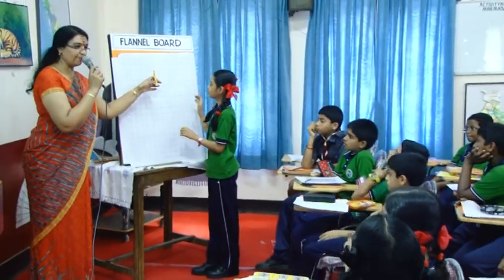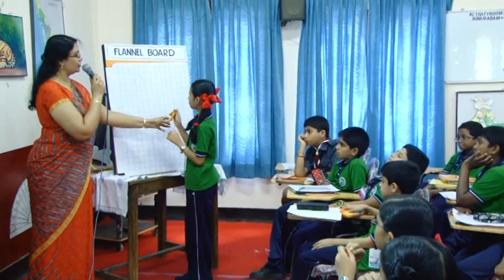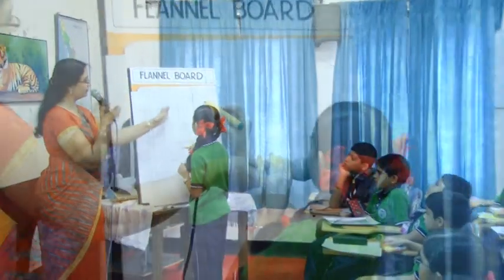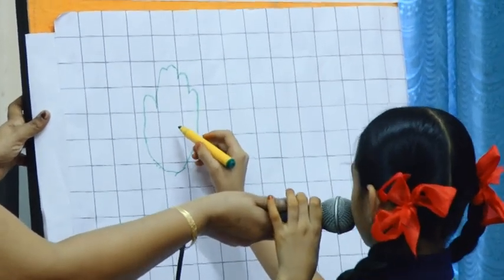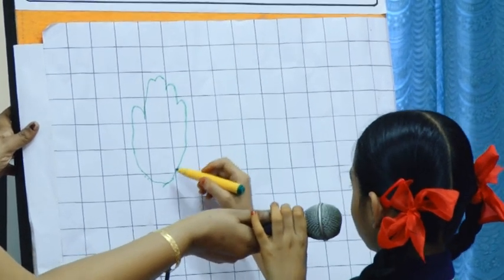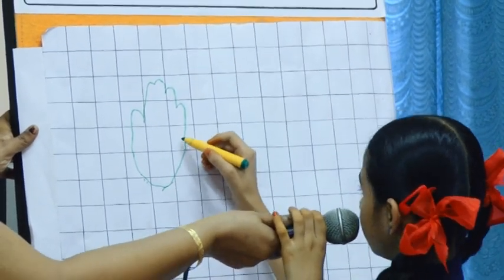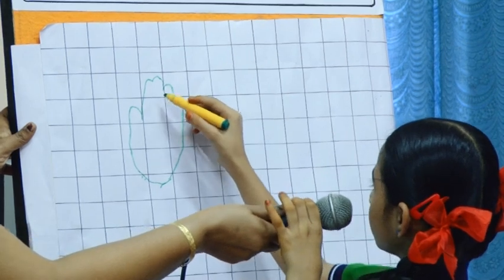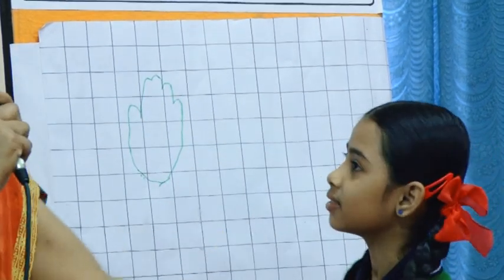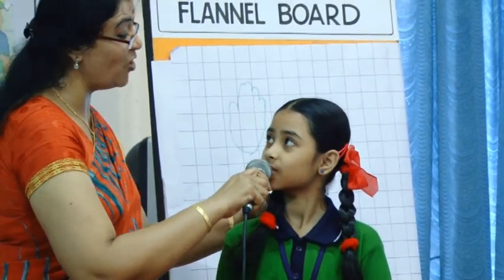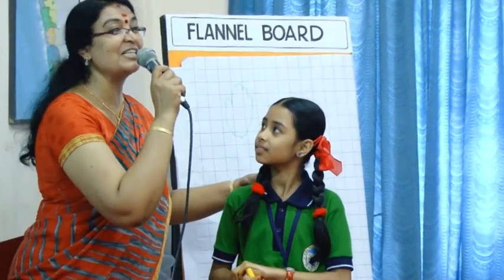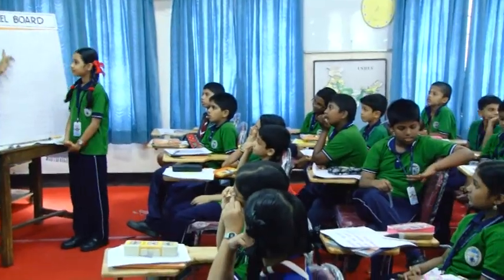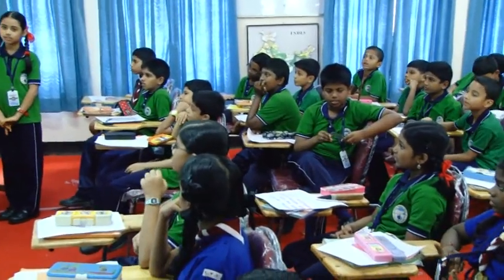So here we can tell approximately how many squares are there. You count the full squares. 1, 2, 3, 4, 5, 6. So how many squares did you get? 6. 6 what? Squares. So 6 square units approximately.